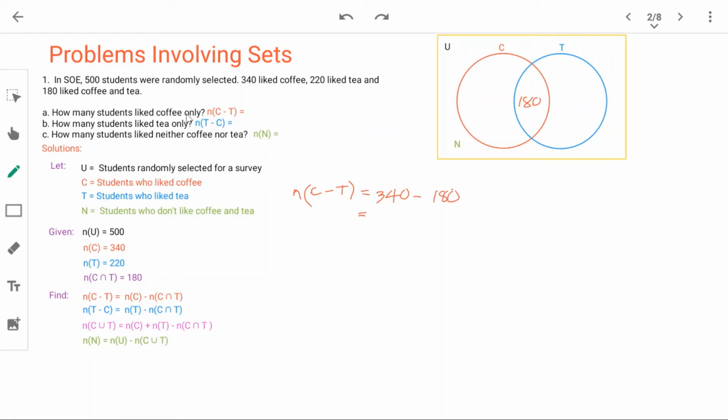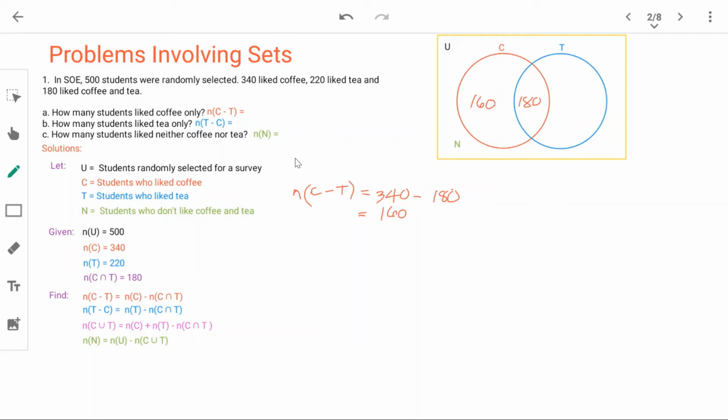To subtract 340 by 180, so this is 160. Okay, am I correct? So meaning the number of students who like coffee only is 160, and the total of this is 340, meaning these are the number of students who like coffee, but some portion, which is the 180 students, like both coffee and tea.